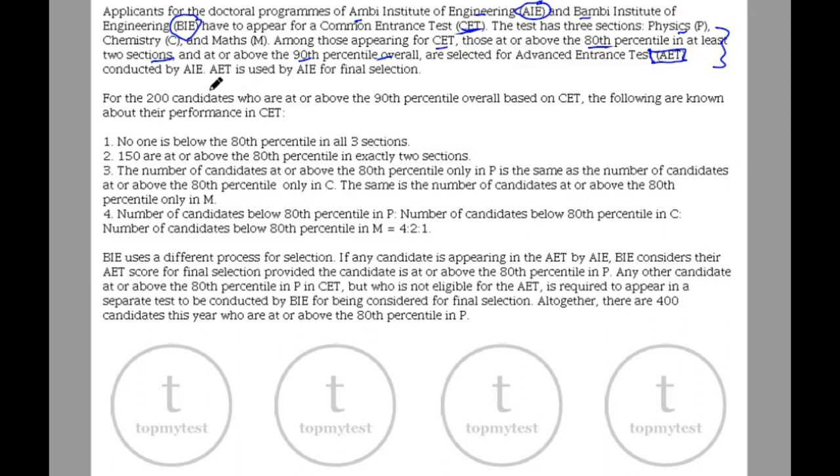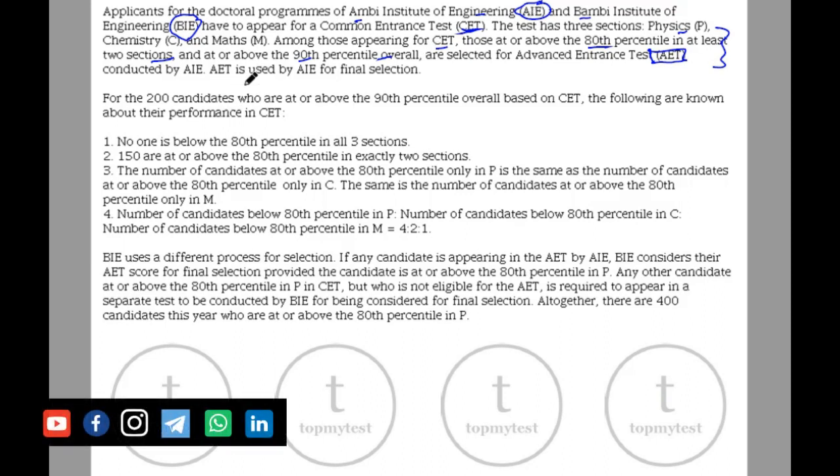AET is used by AIE for final selection. So this is how AIE selects. First, it will take 90 percentile overall and 80 percentile in 2 out of the 3 sections. Then they have to give another test called AET. Now there is a distribution given for all. There are 200 people who have 90th percentile overall in CET. So there's some information on the distribution. Before we move on, let's look at the rest of the information.